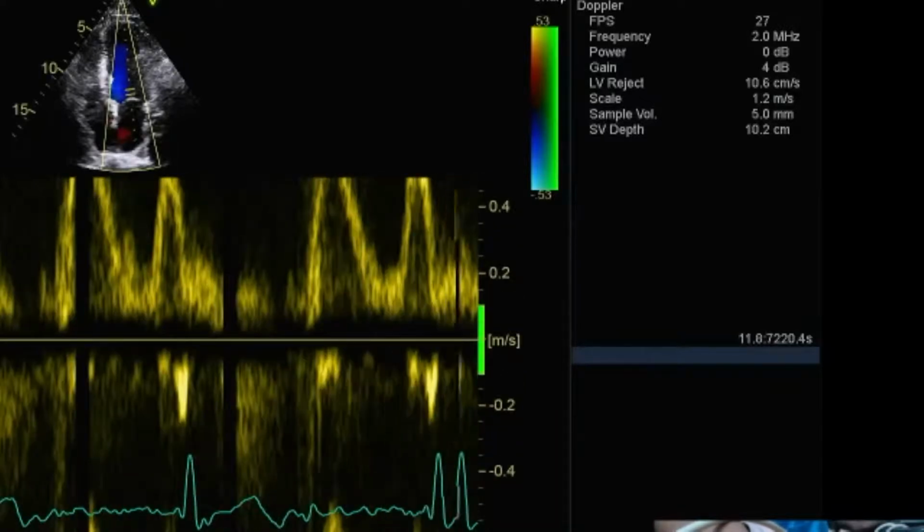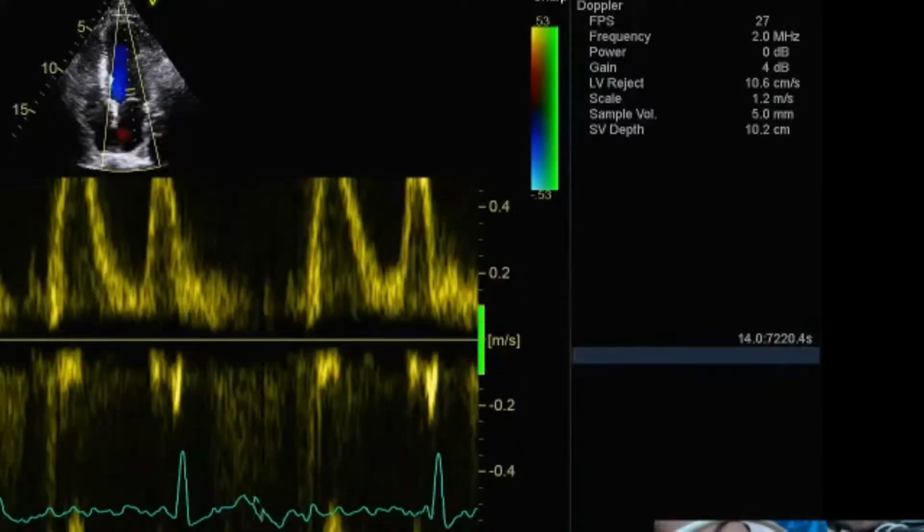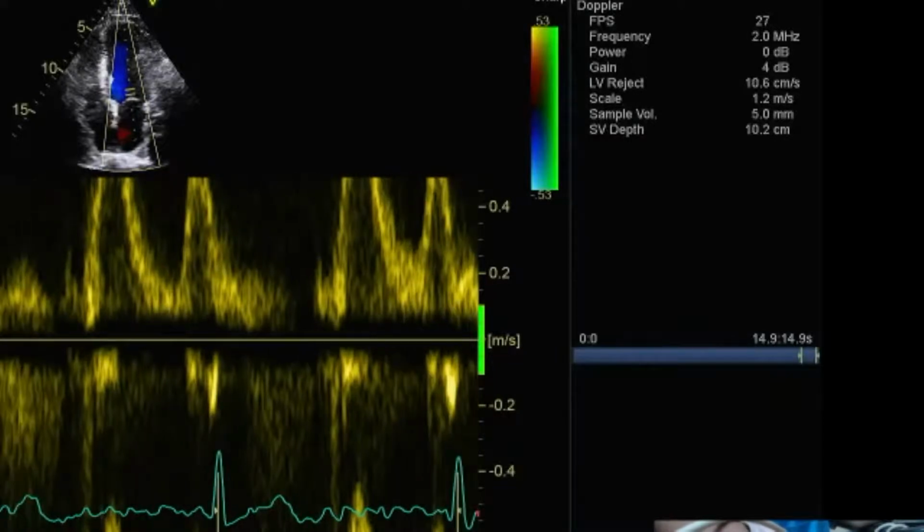So can you see this particular phenomenon of aliasing now? You can see the mitral flow being cut off. The full mitral valve flow is not seen. It is cut off, and part of it can be seen down below. So that is aliasing.